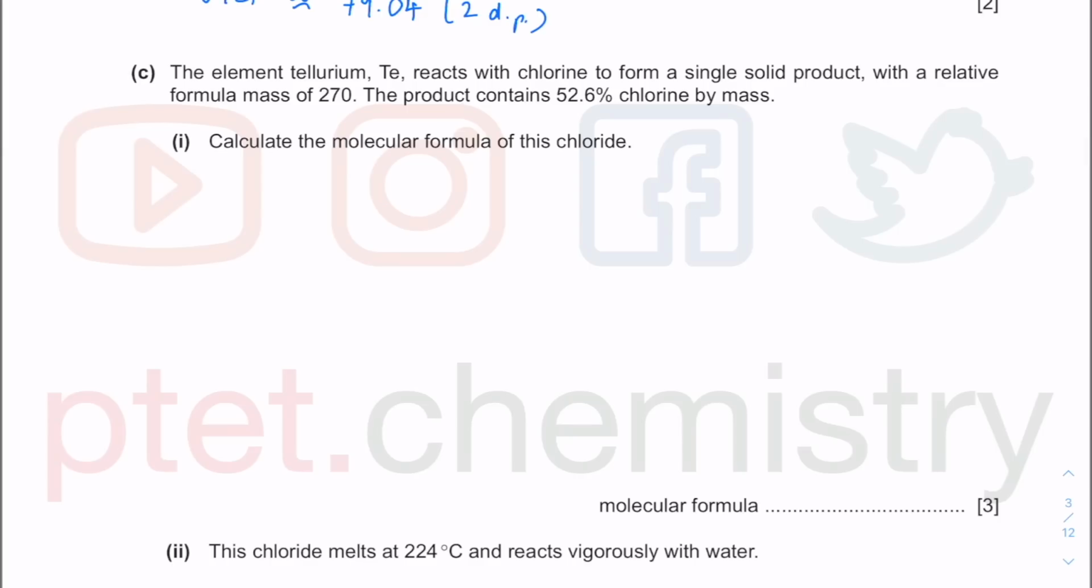The next one: the element beryllium reacts with chlorine to form a single solid product, and this has a relative formula mass of 70. They use the term relative formula mass, but the actual calculation method is still the same as you calculate Mr. You just sum up the relative atomic masses. It's just that relative formula mass has a particular definition with respect to the ionic compounds that are formed between the metal and the non-metal.